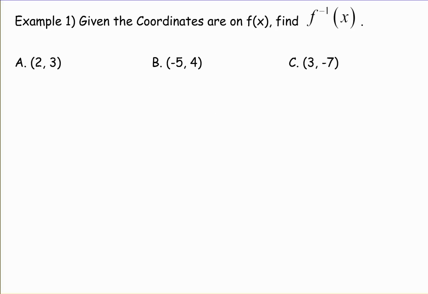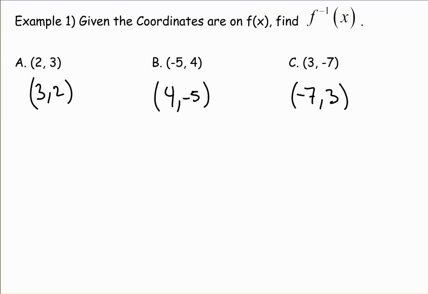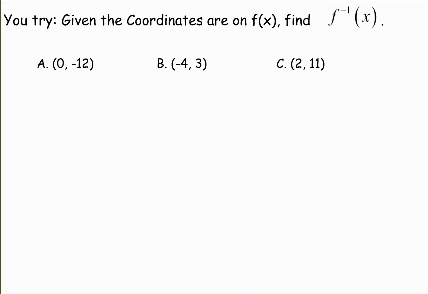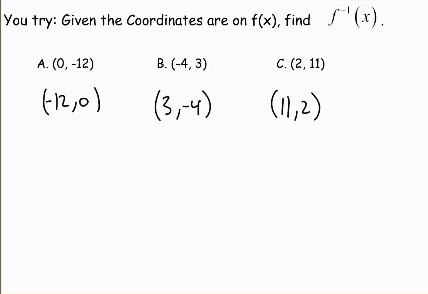So what do we do to find the inverse? We just switch x and y. So the inverse of 2, 3 is going to be 3, 2. The inverse of negative 5, 4 would be 4, negative 5. The inverse of 3, negative 7 is negative 7, 3. You guys pause this and try doing this. Negative 12, 0. 3, negative 4. And 11, 2. Pretty easy.